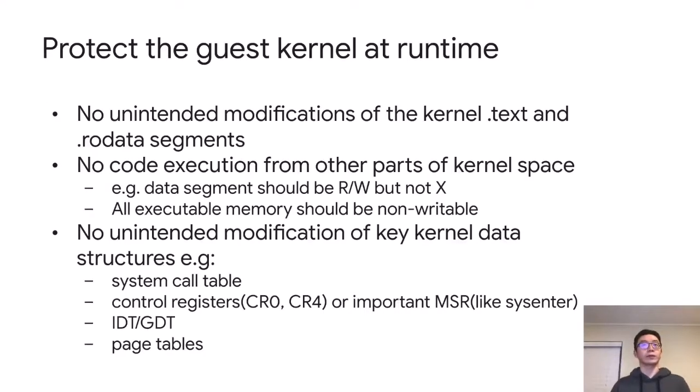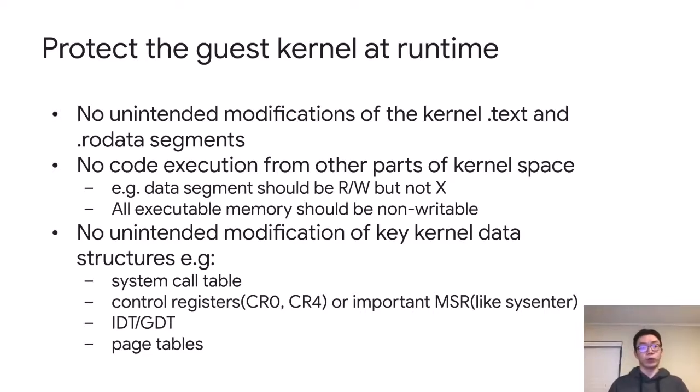So how do we protect the guest kernel based on the threat model we just talked about? First of all, we want to make sure there are no unintended modifications to the kernel code segment and read-only data segment. This is very obvious. We have very well-written code, and we don't want it to get replaced by some malicious code. Second of all, we want to make sure there is no code execution from other parts of the kernel space. Data segments should always be read and write, but not executable. This is where buffer overflow attacks happen, and we want to block that.